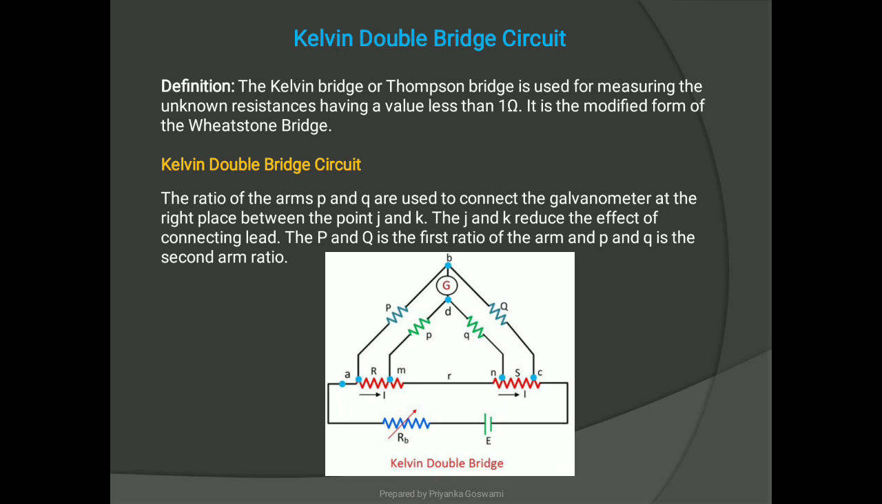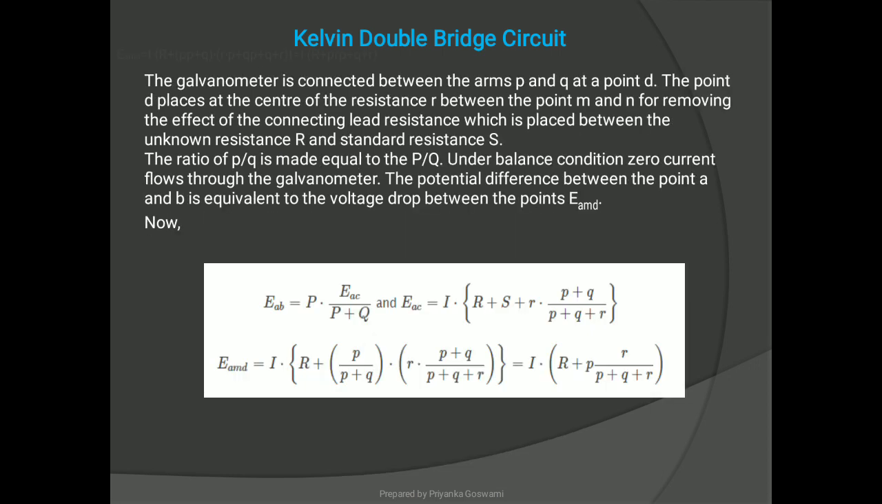Here capital P and capital Q is the first ratio arm and small p and small q is the second ratio arms, and the galvanometer is connected in the point between B and D. Also, the galvanometer is connected between the arms small p and small q at a point D. The ratio small p by small q is equal to capital P by capital Q. Under balanced conditions, zero current is flowing through the galvanometer.